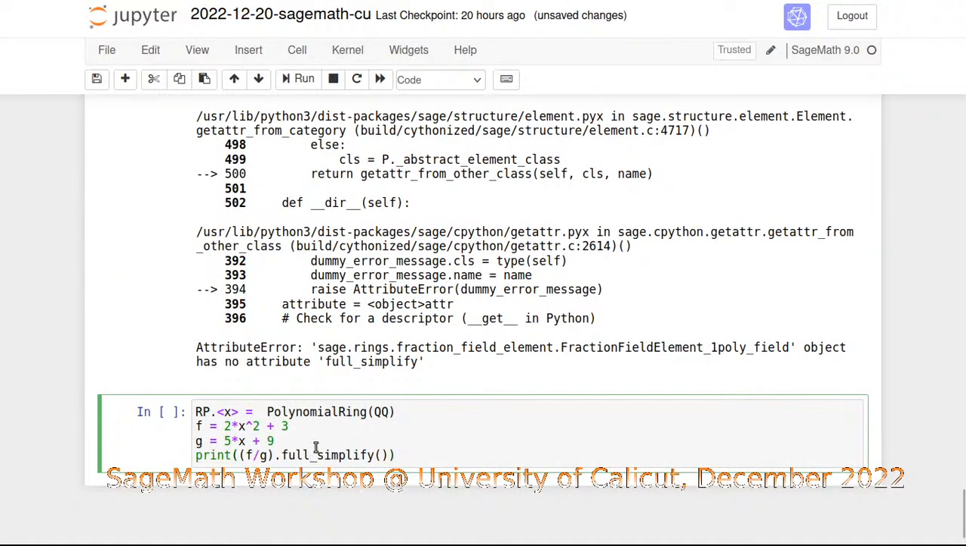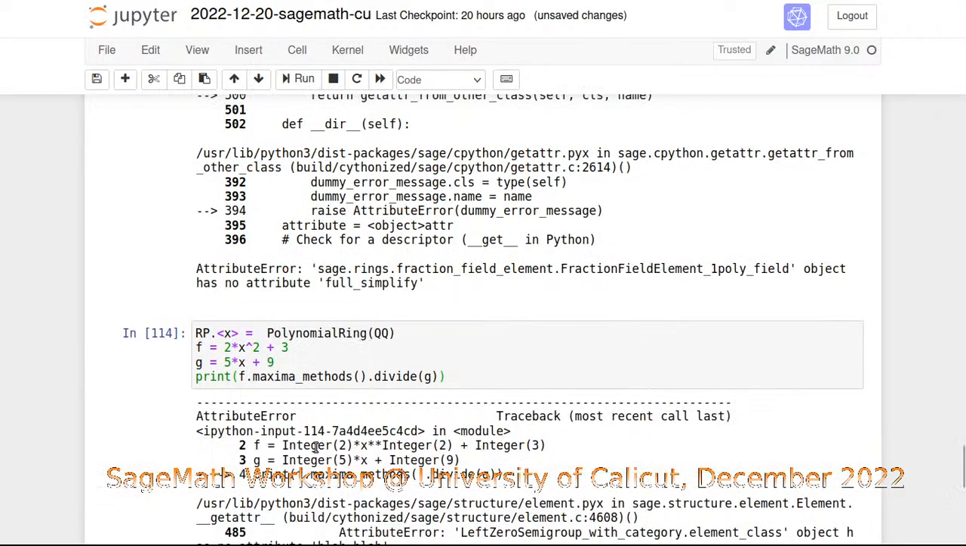So same thing. Now print. We are trying to divide f with g using a method available in Maxima, the software Maxima, which is available in SageMath. Divide. Oh, is this f by g or g by f, I don't exactly know. Let us see.